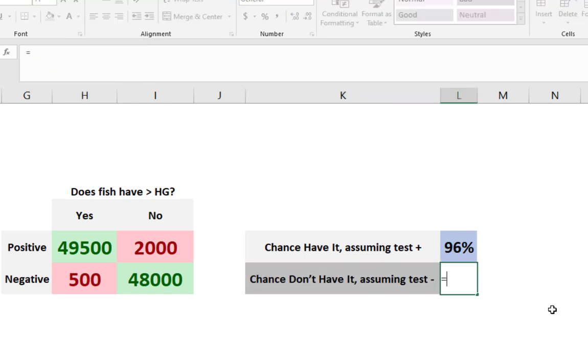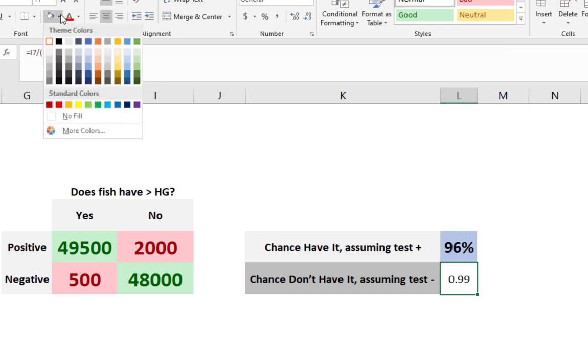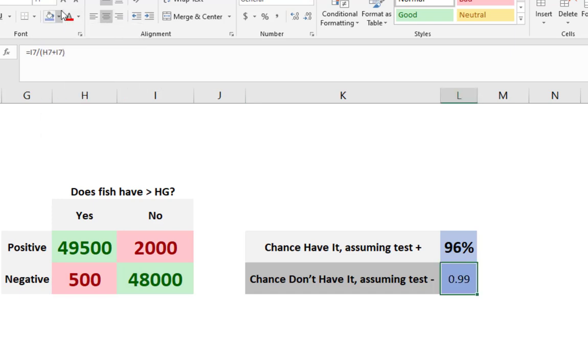Okay, so this is going to be similar. We're going to take, we don't have it, so we tested negative. Assuming test negative. If we tested negative, these are the folks that don't have it, or the fish that don't have it in this case, and then we're going to divide that by everybody. All right, so there you go there. We can make that be a slightly different color, I guess. Bold it. Change it to a percentage. Change the font size if you want.